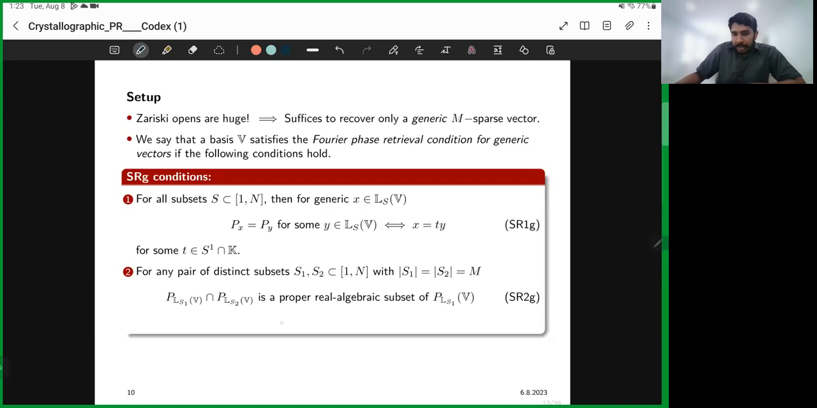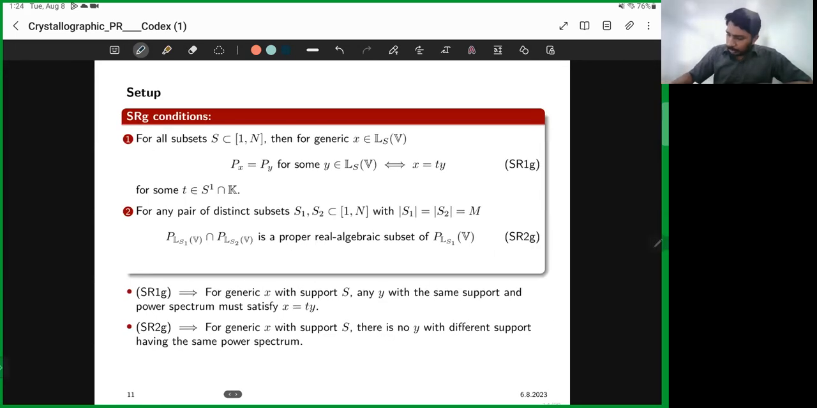What I say is, well, maybe there are some signals that do things that we don't want them to do, but they're all stuck in a proper real algebraic subset of this PLS1 of V, right? And again, thinking about the bad guys being inside a proper real algebraic subset tells me that it's the generic vectors coming from the first component. Okay, so that's the SRG conditions.